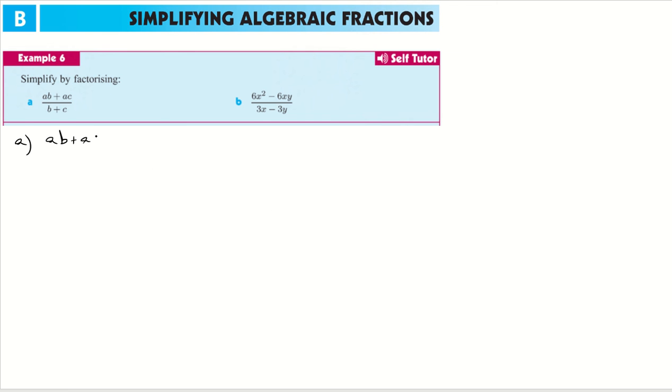(ab plus ac) over (b plus c). I have a common factor in the numerator, the a's, so I can take the a out. B plus c is left. And in the denominator, I have b plus c as well. So the b plus c in the numerator and the b plus c in the denominator cancel out. So the answer here is a.